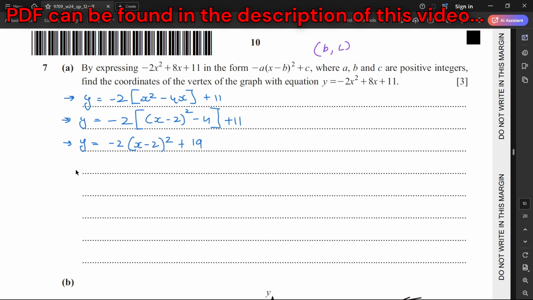So based on this, I can say that therefore the vertex is given at (2, 19). So that becomes your first answer for question 7.